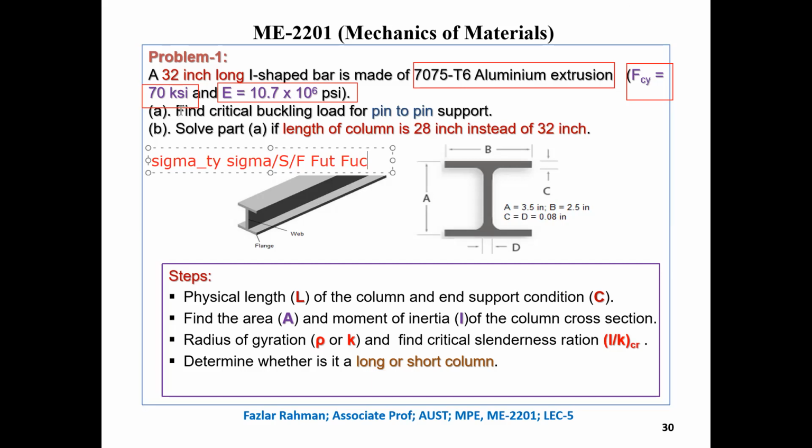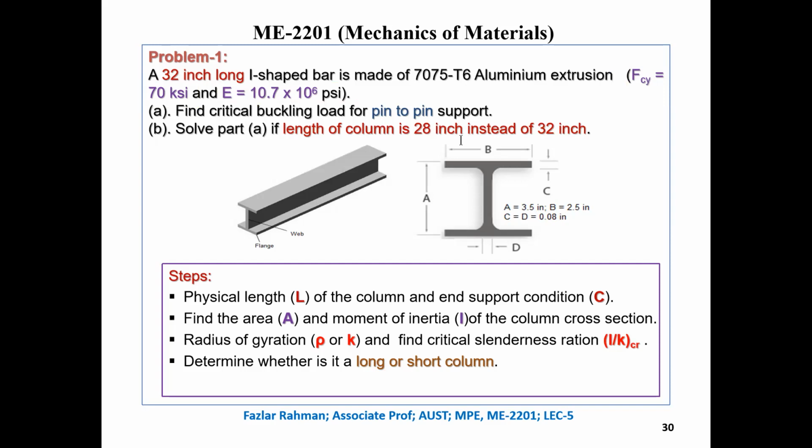Now, what do they want? Find the critical buckling load for pin-to-pin support. So pin-to-pin support means the value of C is given. Solve part A: if the length of the column is 28 inches instead of 32 inches. So right over here, we are saying the length of the column is 32 inches. Instead of 32, if the column length is 28, then what will happen? That we are seeing over here.